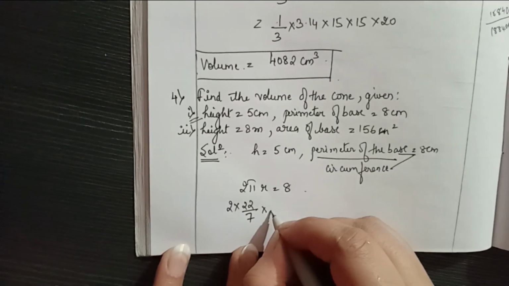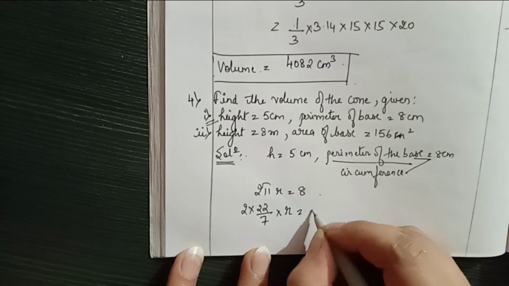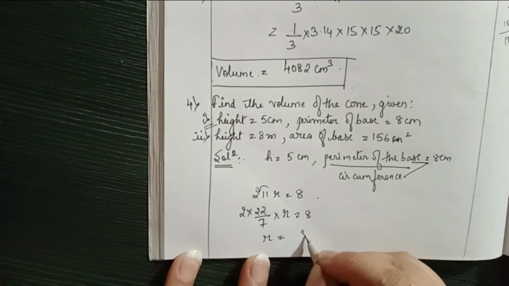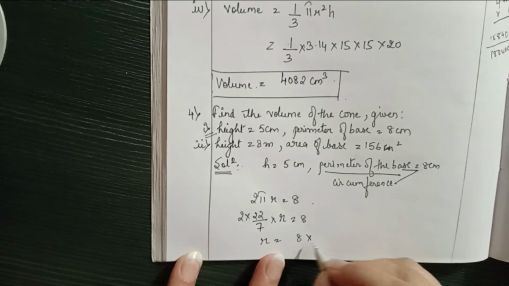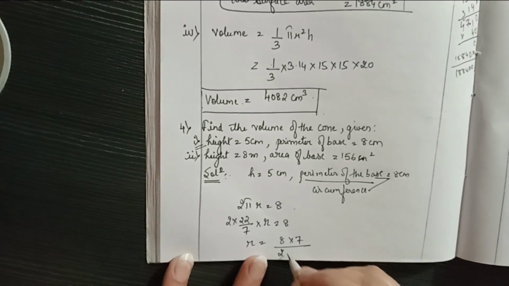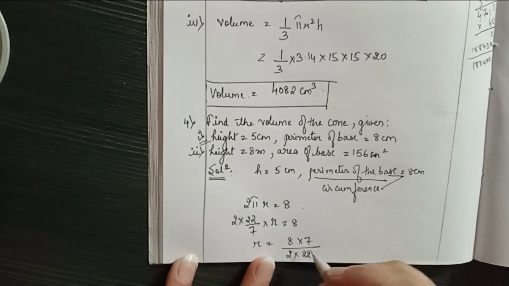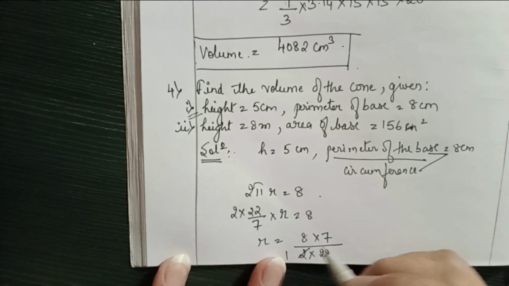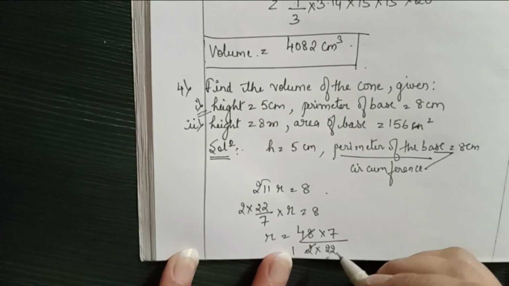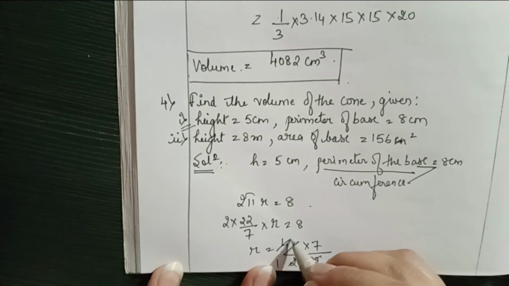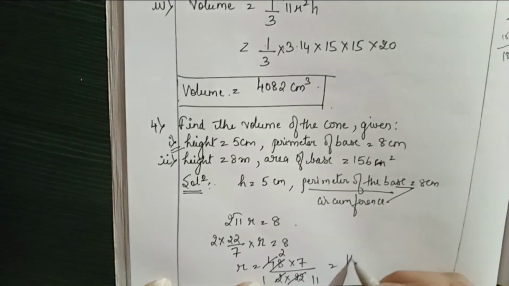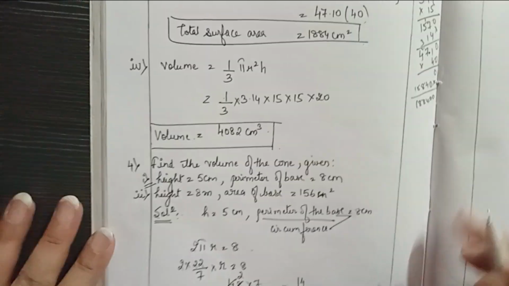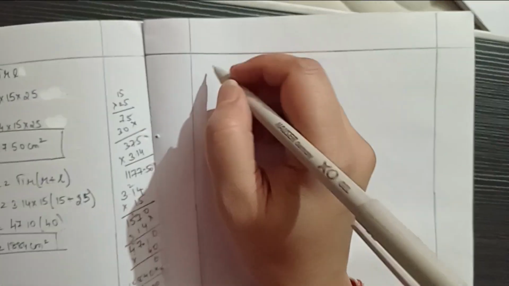into r is equal to 8. We'll calculate the radius with this first. 8 into 7 over 2 into 22. Okay, 2 ones are 2, 2 fours are 8, 2 11s are 22, so it gives you 14 over 11 is the radius. We'll find the volume with it.